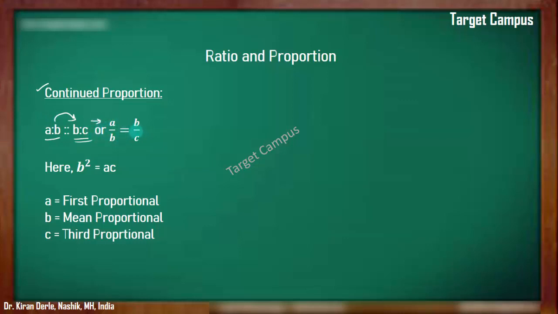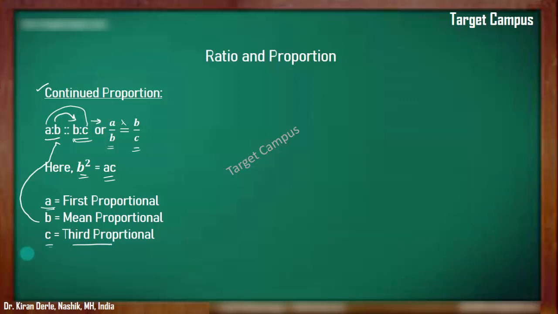This can also be written like this. A upon B is equal to B upon C. So A is to B is equal to B is to C, right? By cross multiplying, B square is equal to A into C. A and C here are the extreme terms, and B is the mean proportion. A is called the first proportional, B is the second proportional, and C is the third proportional, right? So this is what continued proportion is.